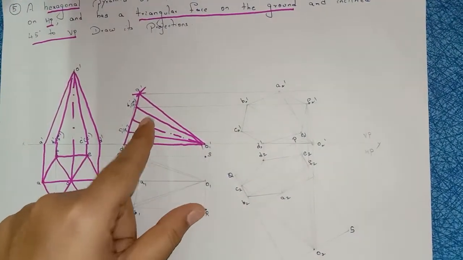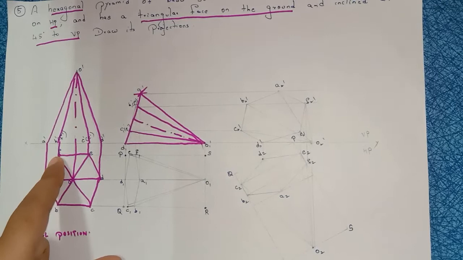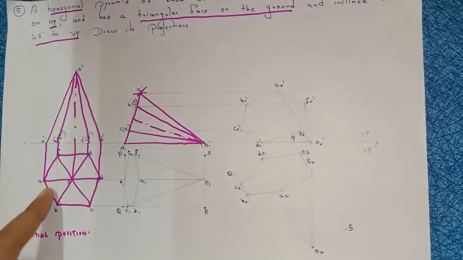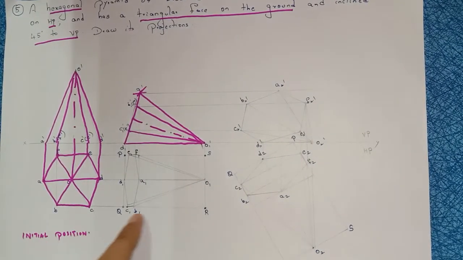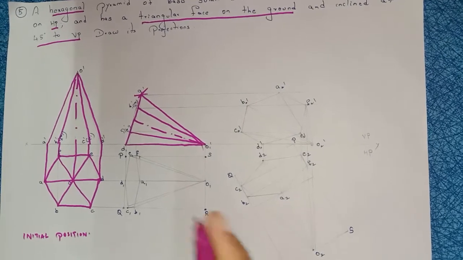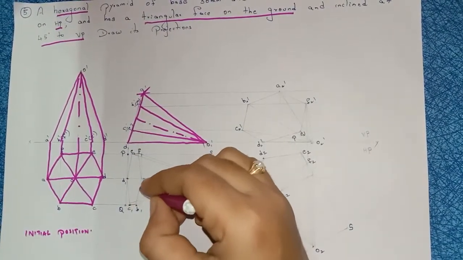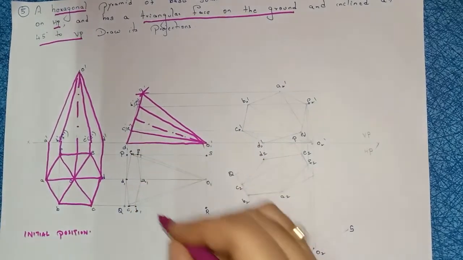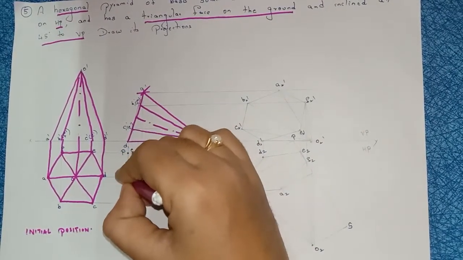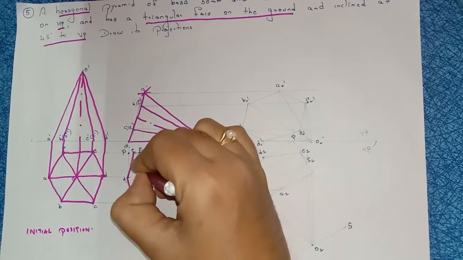After constructing this, what we have to do, from every corner, from F, E, draw the horizontal line. AD, draw the horizontal line. BC, draw the horizontal line. After drawing horizontal lines, from C to C, from D to D, from A to A, from F to F, from E to E. If you take all these points and join all this, you will get the hexagon shape here.